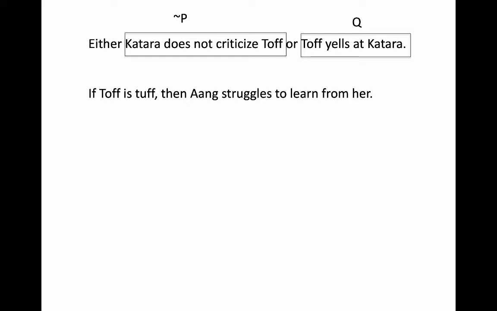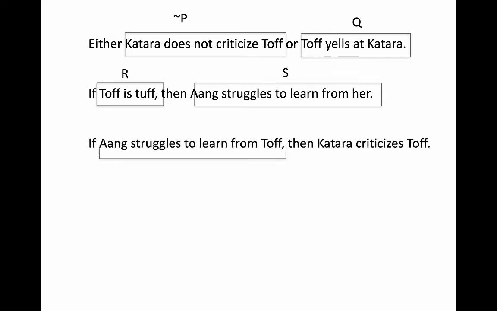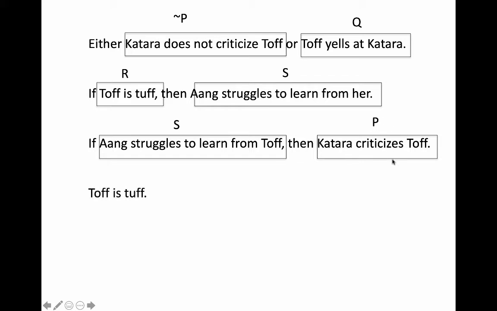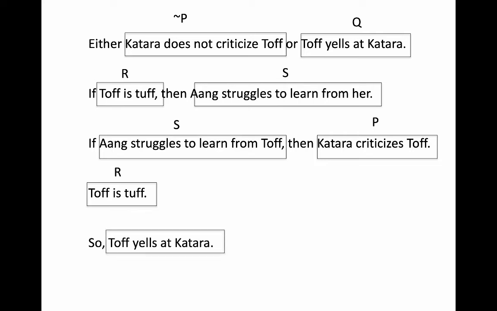If Toph is tough, then Aang struggles to learn from her. So we have Toph is tough and Aang struggles to learn from her. They're both new, so they get distinct letters. We have if Aang struggles to learn from Toph, then Katara criticizes Toph. Those are both old, so they're going to get the same letters they got before, except where we had Katara does not criticize Toph up here for not P, we're going to have positive P here, because Katara criticizes Toph. And then we have Toph is tough, which is R, and we conclude that Toph yells at Katara, which is Q.